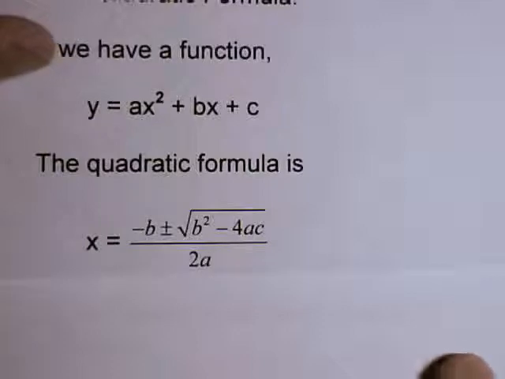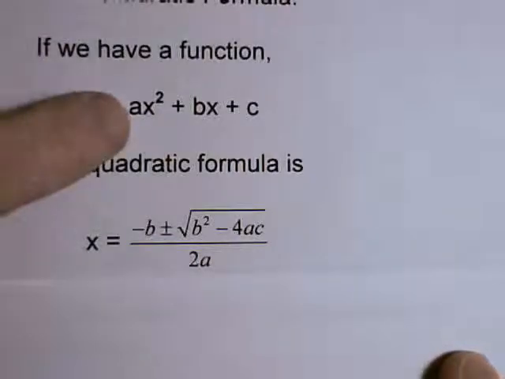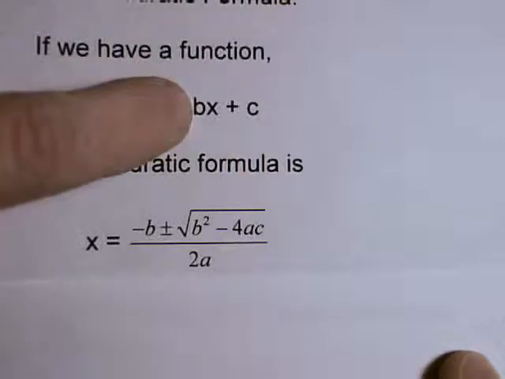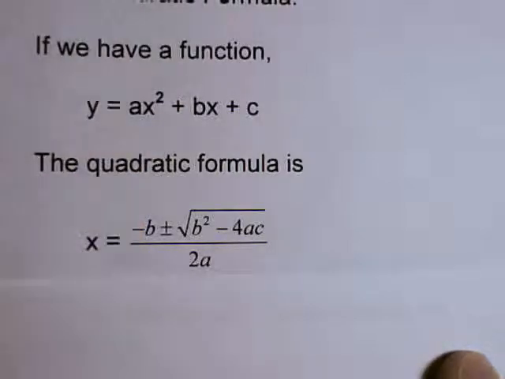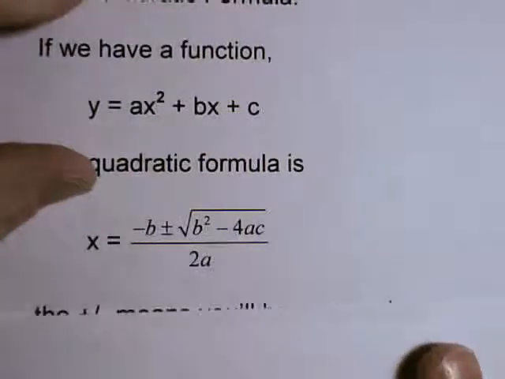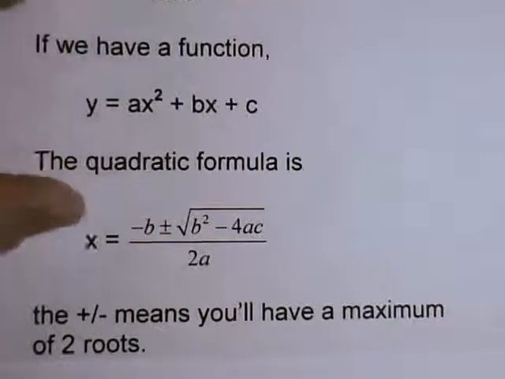So the quadratic formula looks like this: x equals negative b plus or minus the square root of b squared minus 4ac over 2a. The letters go with the letters. So if there's a 1 in front of the x squared, you're going to put a 1 where the a is. If there's a 2 where the b is, you're going to put a 2 there. If the c was 7, you would put a 7 where the c is. The plus or minus sign means you'll have a maximum of 2 roots.